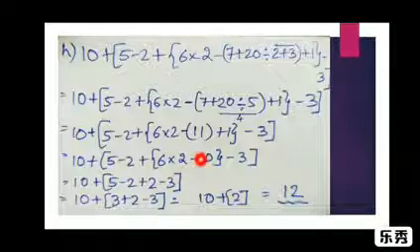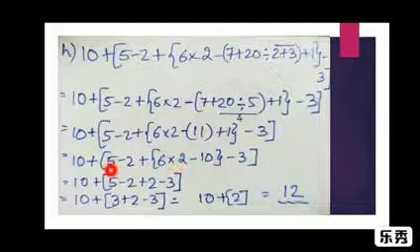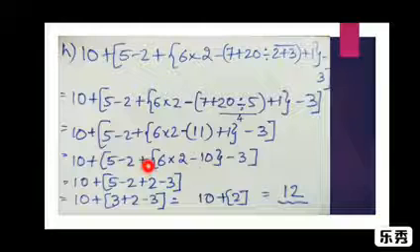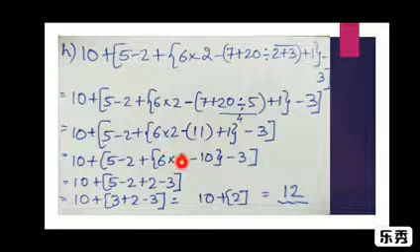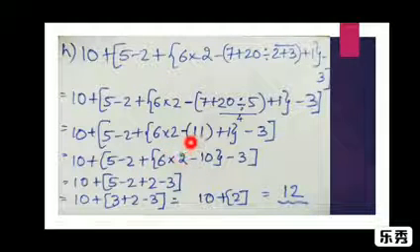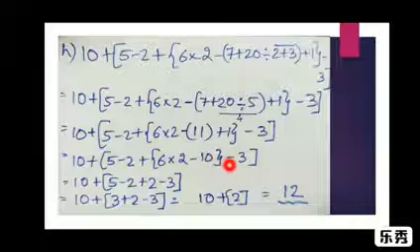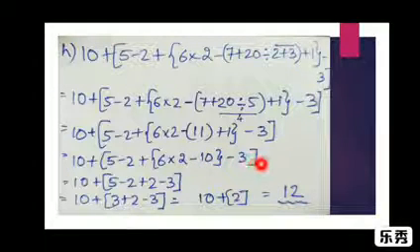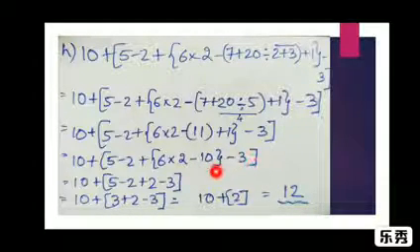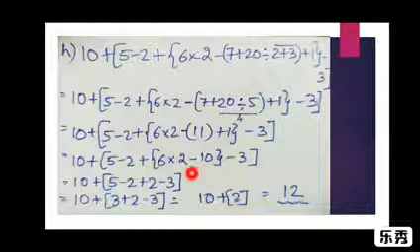Next step, you have a look. 10 plus 5 minus 2 plus it goes the same. 6 into 2 goes the same. Now it is minus 11 plus 1. Minus 11 plus 1 on a number line gives you minus 10. This remains as minus 3. Now again, after having solved this, the curly brackets need to be solved.